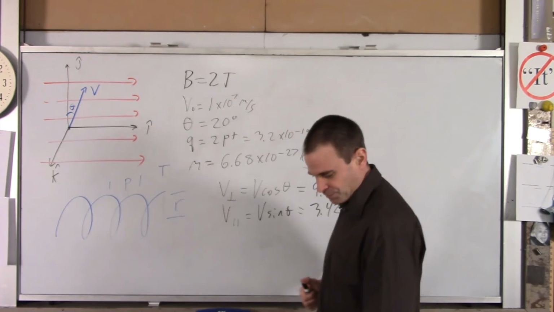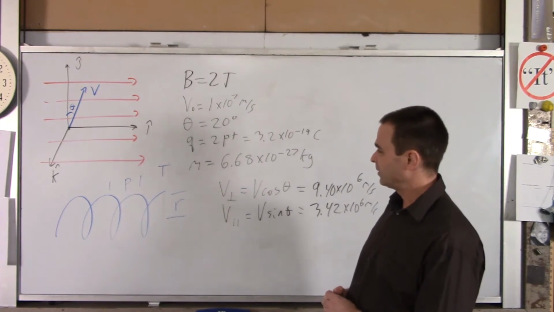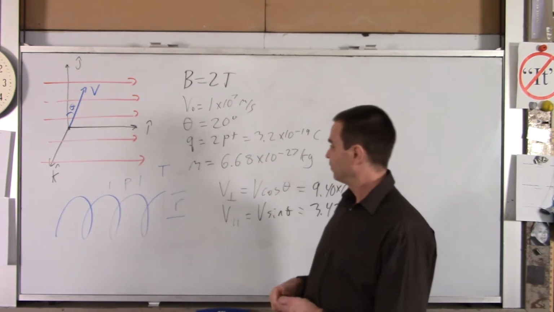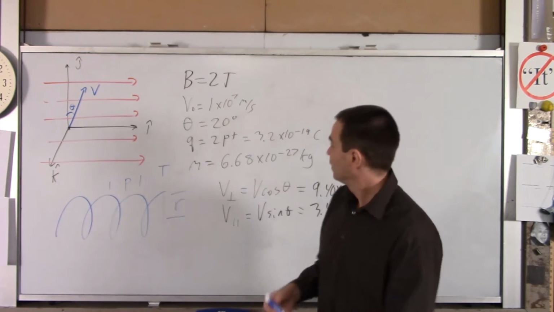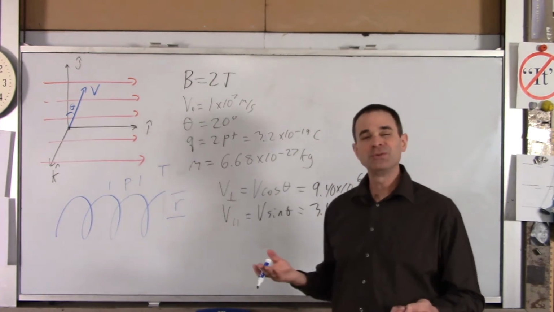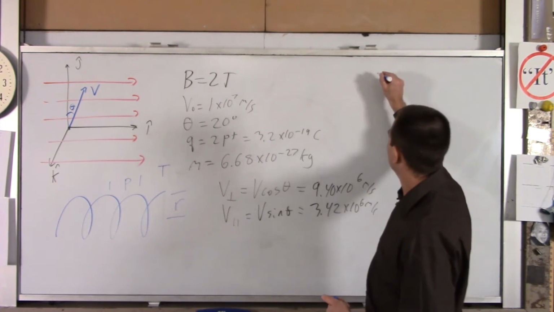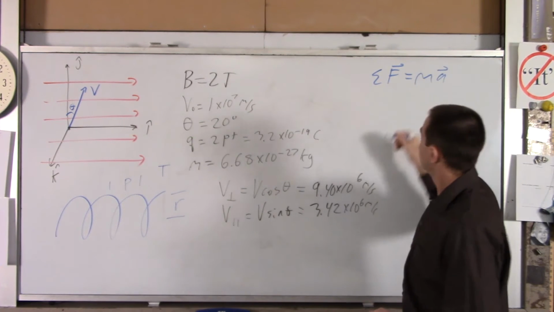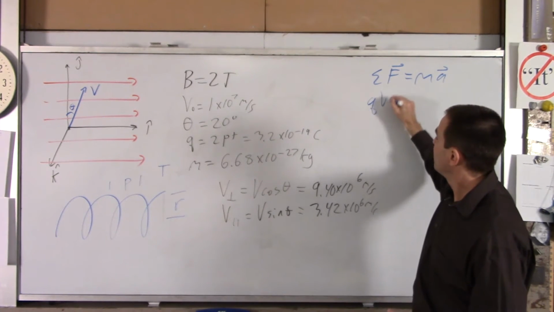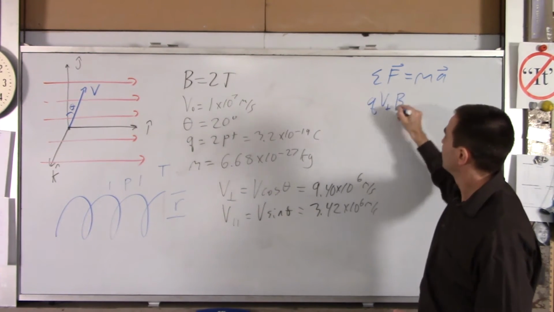All right. Now, to find the radius of the circle, well, it's going in a circle, and we're going to use good old Newton's second law. So we know that net force equals ma. The force is Q V perpendicular times B.